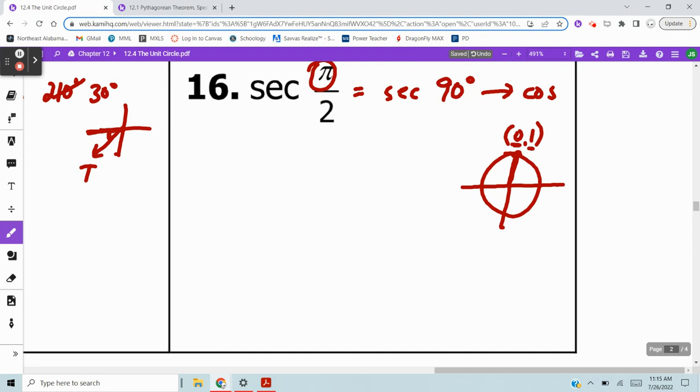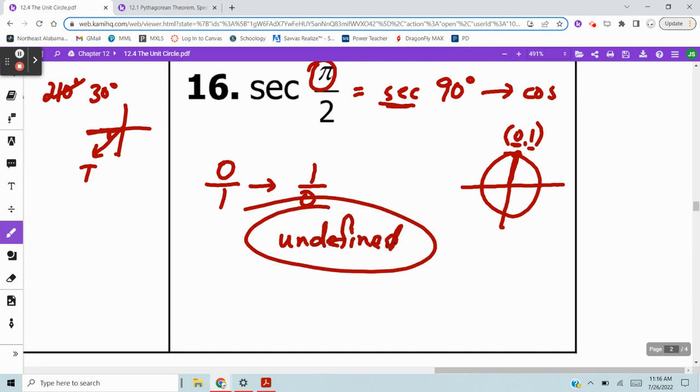So what we've got to do in order to find secant, we've got to reciprocate 0. When you flip 0 over 1, you get 1 over 0, which is actually undefined. So therefore, even though we can find cosine, which is 0, when we try to flip it, we get 1 over 0, which is undefined. Secant does not have a value. It has an undefined value at 90 degrees, and that's the last problem.